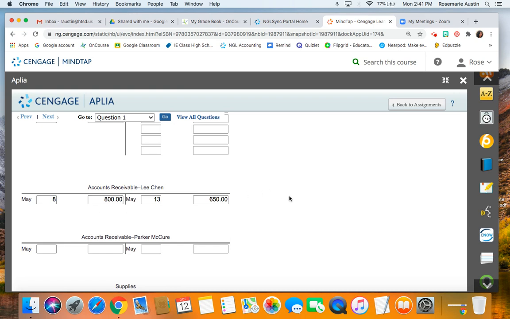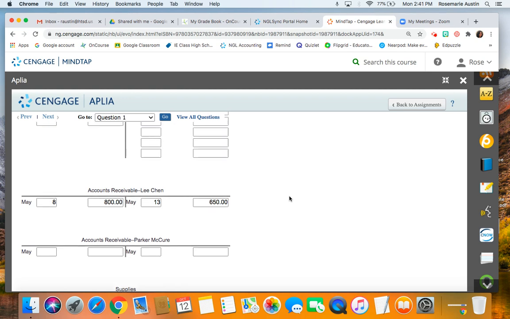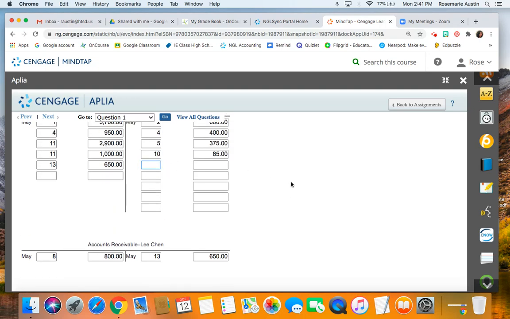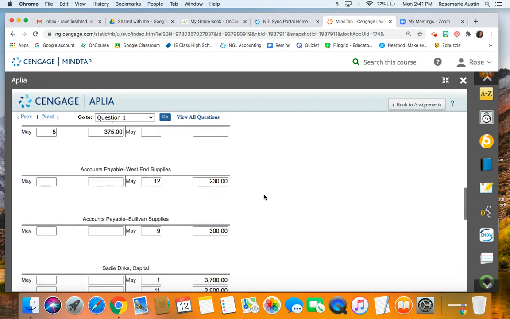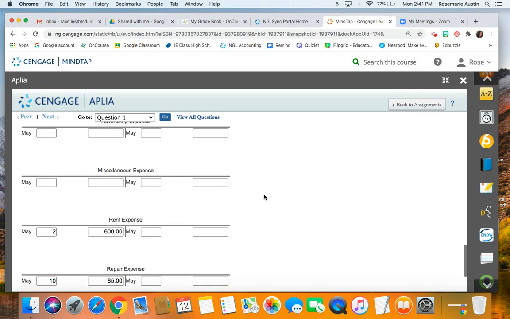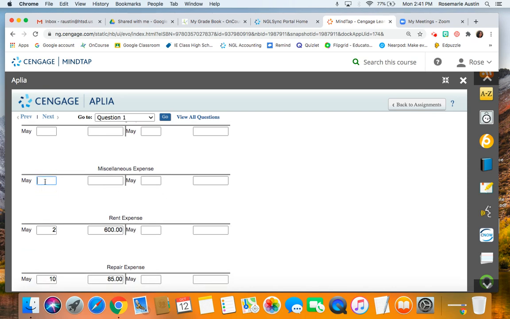All right, so the next one is May 15th, paid cash for miscellaneous expense. All right, so cash is going to go down because you're paying out cash, so that's a credit entry. So that's the 15th, and we paid out $35 for a miscellaneous expense. Oops, $35. And we got to go all the way down and try to find miscellaneous expense. It should be down here at the bottom. Yep. And it's May 15th. And expenses are always debited. So that's going to be the debit part of that transaction for $35.